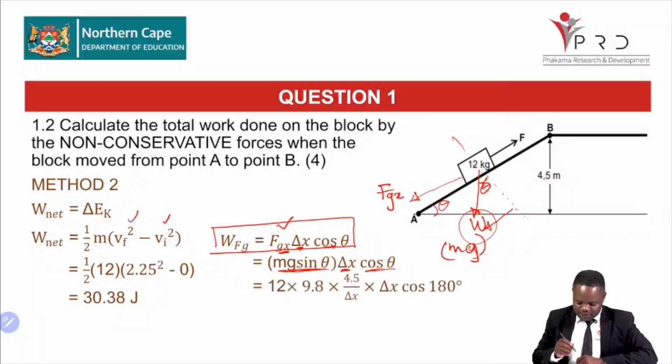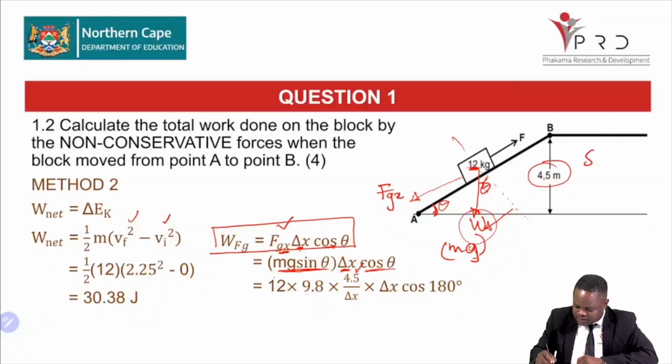So what does that give us? 12 times 9,8, 12 being the mass, okay? 9,8 being our g. Sine theta, we come here, what is sine theta? Opposite divided by our delta x. You can see that. So your sine theta, you can take this theta, it's just the same, because these two are equal, okay? Let's take this. Opposite is 4,5.